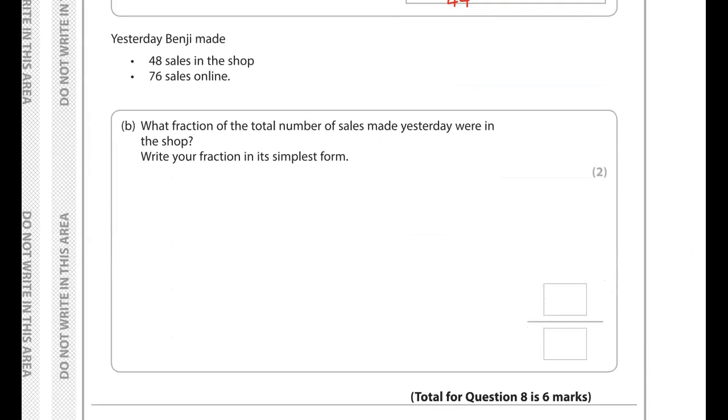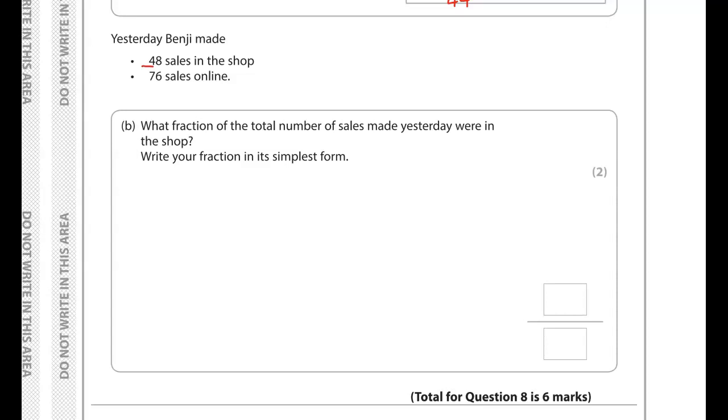Yesterday Benji made 48 sales in the shop, 76 sales online. What fraction of the total number of sales made yesterday were in the shop? Write your fraction in its simplest form.